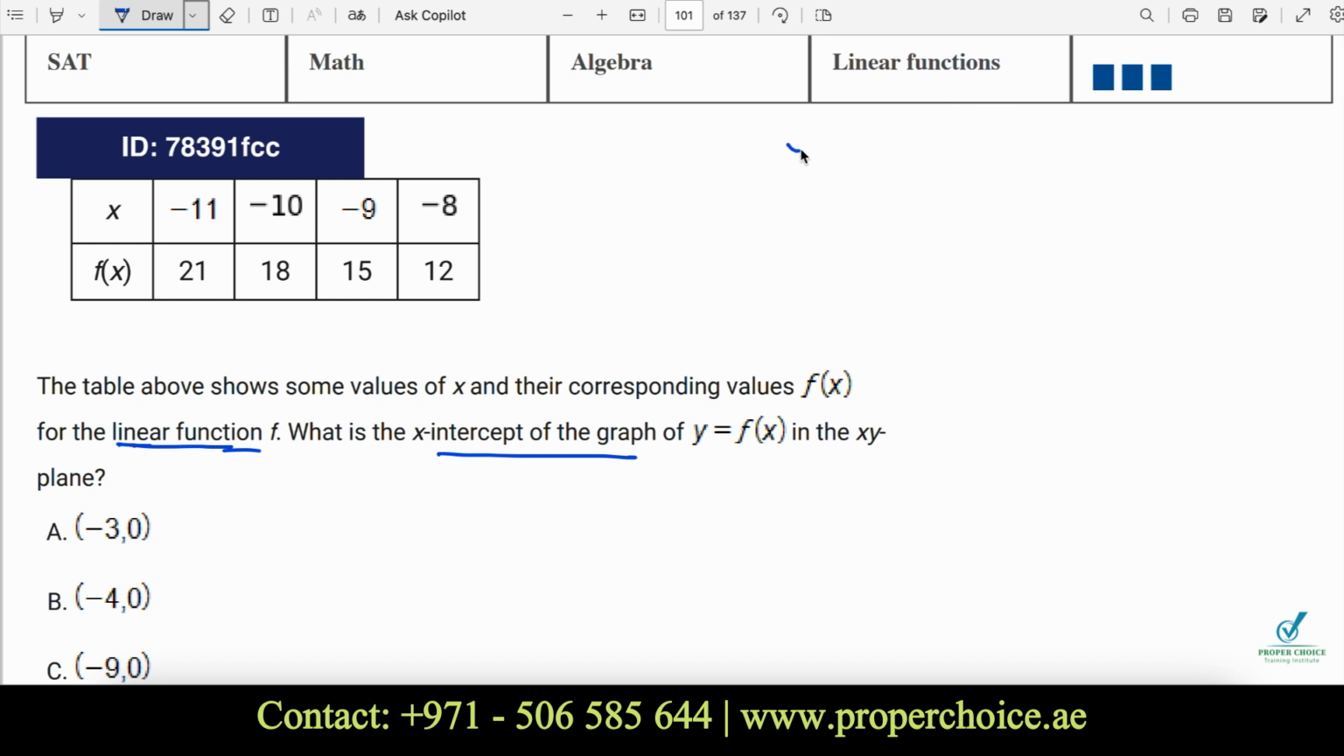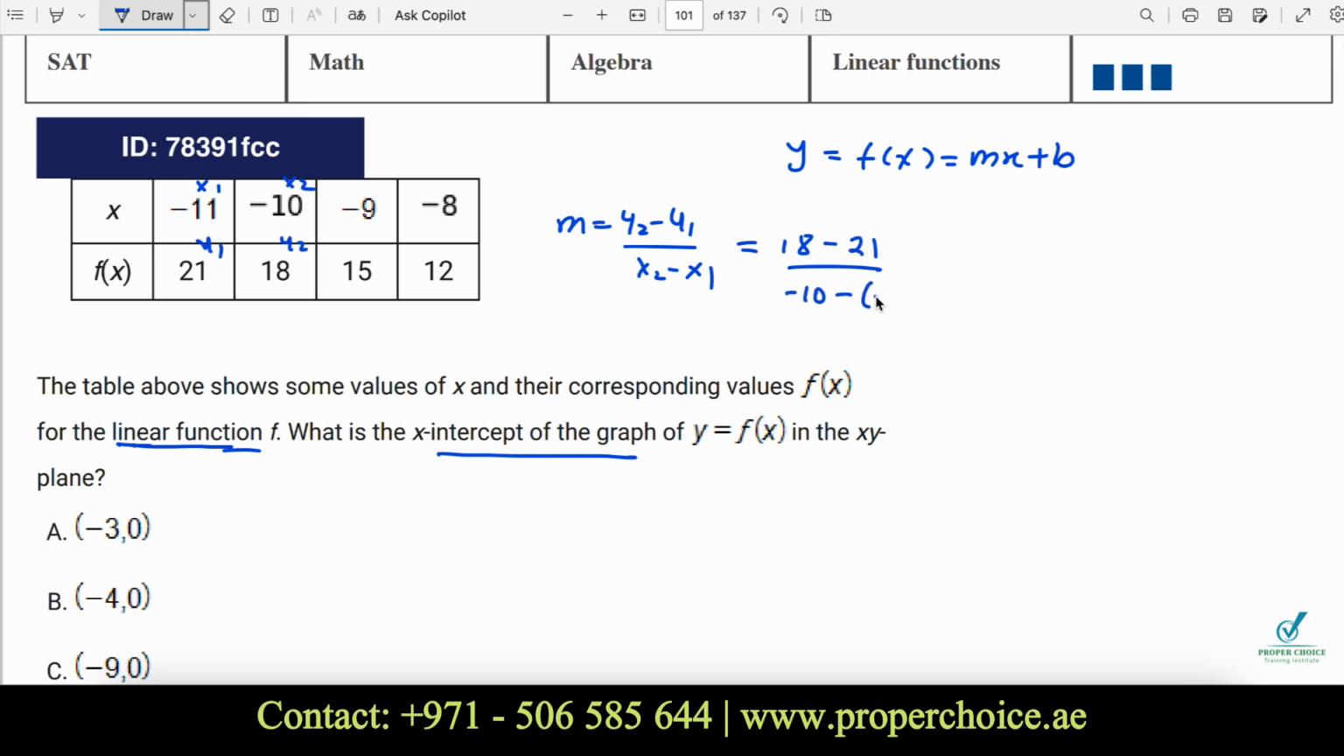How do we write a linear function? y, which is f(x), equals mx plus b. We can find the slope as y2 minus y1 divided by x2 minus x1. If you are considering this as x1, take this as y1, then x2, y2. I can take any pair of points, regardless. So from that I'll be finding the slope. So y2 is gonna be 18, minus y1, which is 21, divided by x2, which is negative 10, minus x1, which is minus 11.